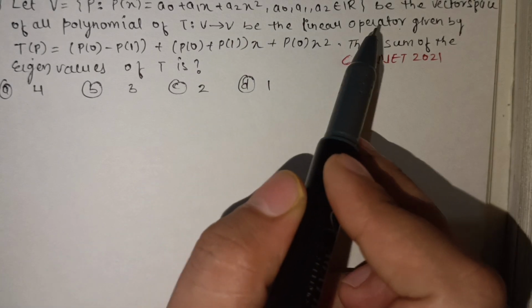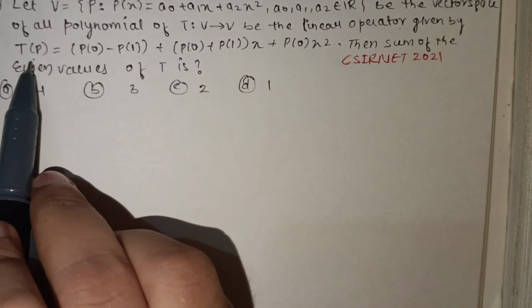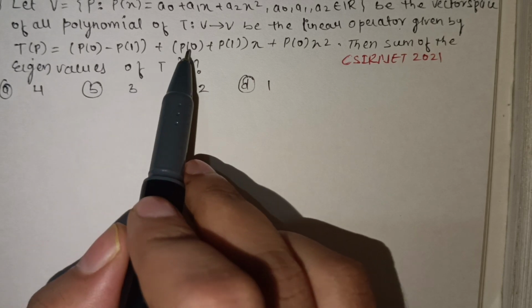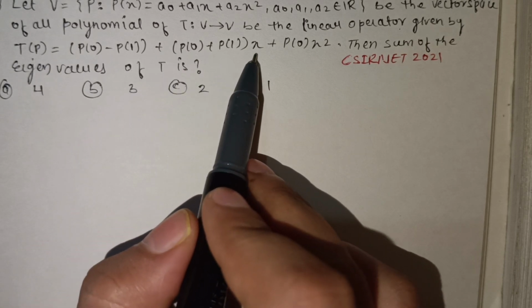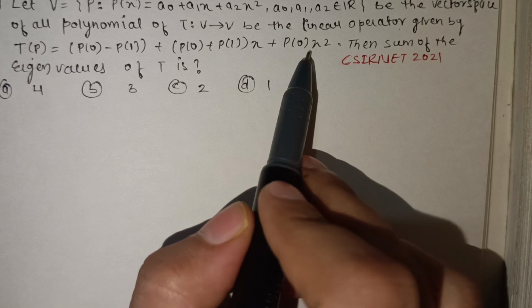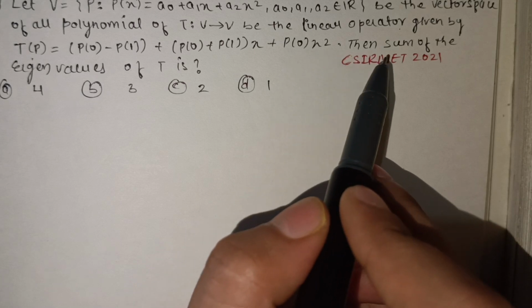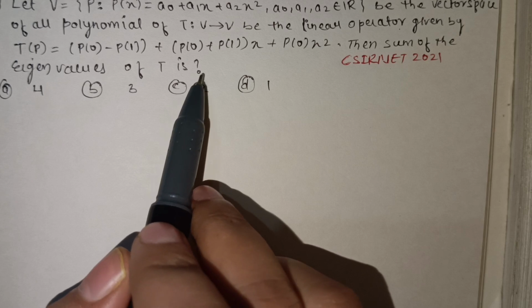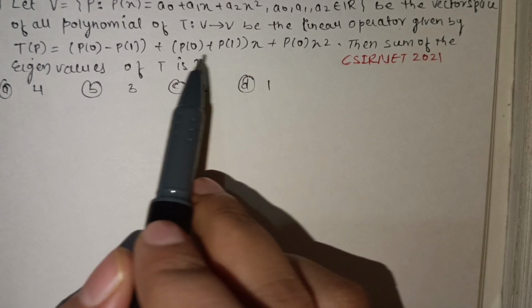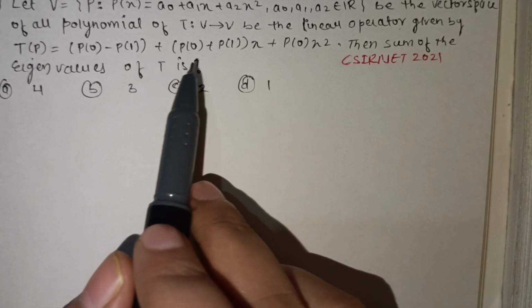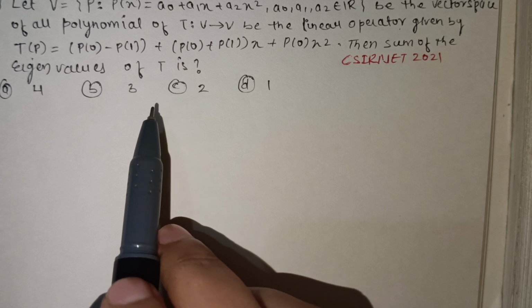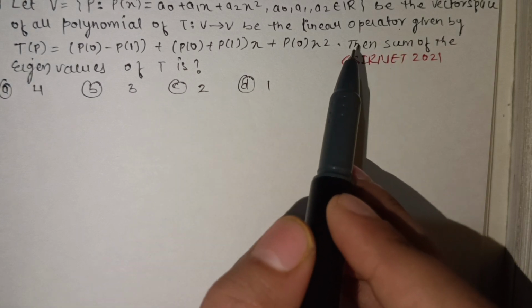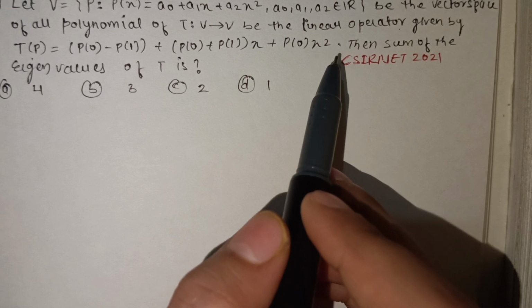Let T be the linear operator given by T(p) = p(0) - p(1) + (p(0) + p(1))x + p(0)x². Then the sum of the eigenvalues of T is. So here we have to draw the matrix, and from that matrix we have to find the eigenvalues of T. Sum of the eigenvalues of T, that is, we have to find the trace of that matrix T.